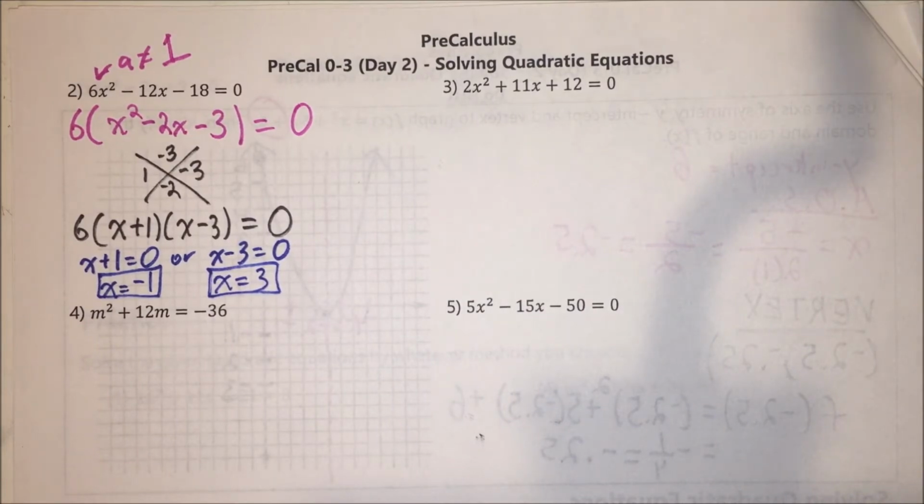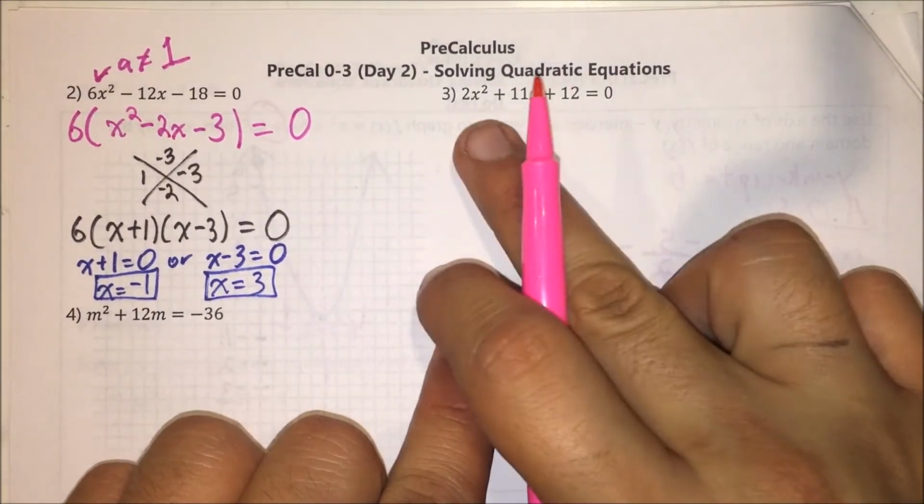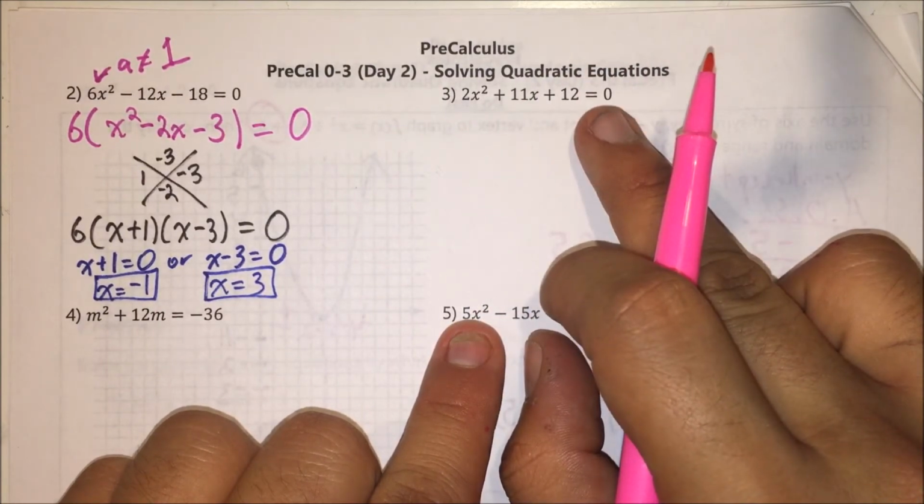So the last one we're going to learn about is kind of an interesting one. It's probably the most trick math oriented that I get. But it's really interesting. So here, this is number 3. We see 2x squared plus 11x plus 12 is equal to 0.